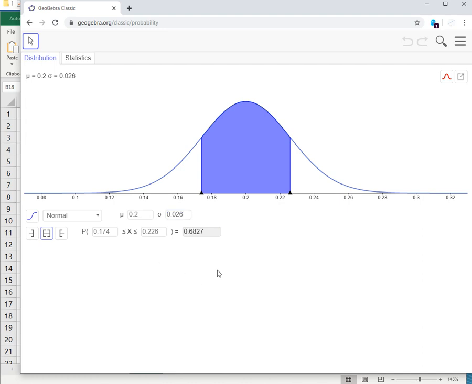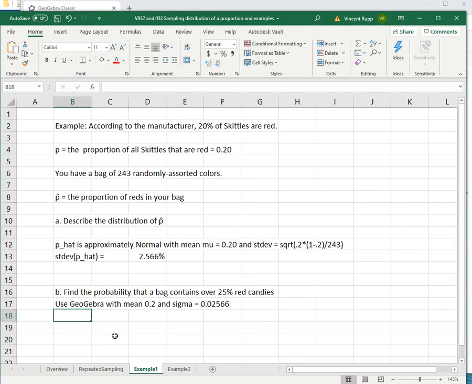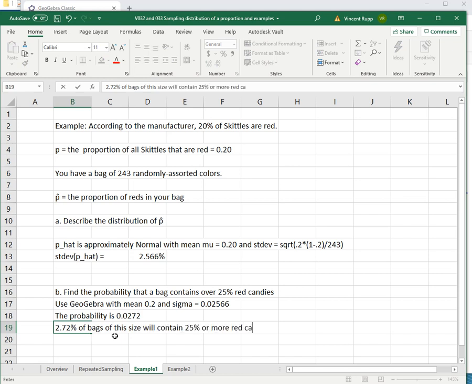So the probability it contains over 25% red would be this portion here. Here's 0.24, 0.26. So 0.25 and more would be over from there. So do upper tail, put 0.25 in here, and get 0.0272. So the probability is 0.0272. You can interpret that as 2.72% of bags of this size will contain 25% or more red candies. And there you have it.